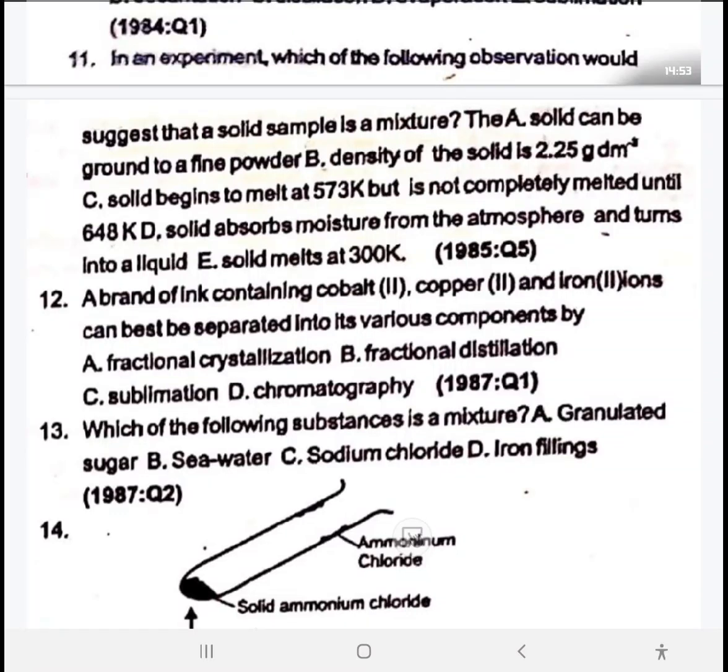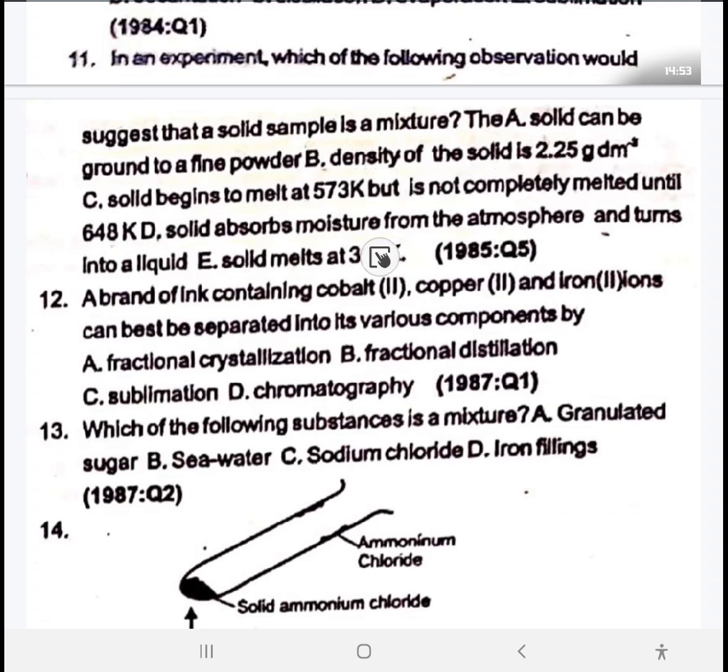Welcome back, guys. In this video, we'll complete our chapter on separation techniques. In an experiment, which of the following observations would suggest that the solid sample is a mixture? Now, keep this in mind: whenever something is a mixture or impure, it will take a long range of temperature for it to melt.